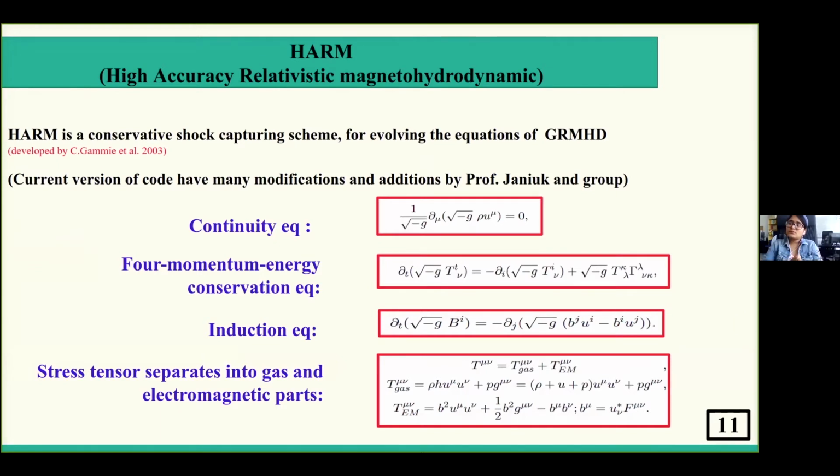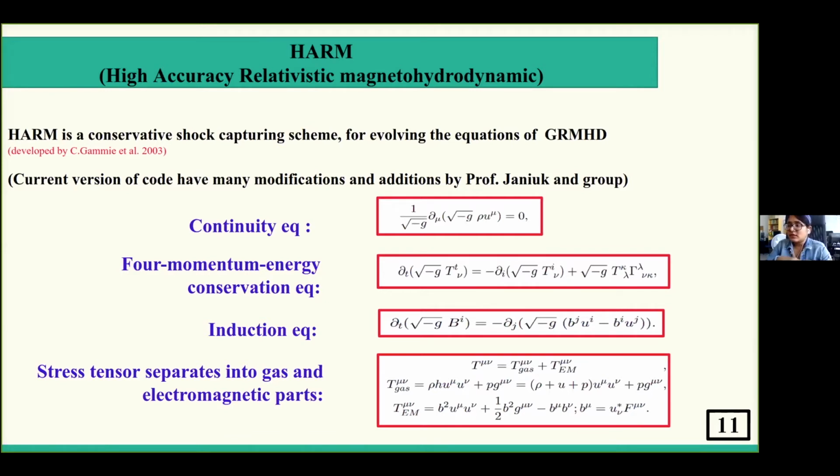Now, moving on to the numerics, we use the code HARM for our numerical simulation, which stands for high accuracy relativistic magnetohydrodynamics. HARM is a conservative code with shock capturing schemes. HARM follows the dynamical evolution of GRMHD equations, and this is achieved by solving the continuity equation, the four momentum energy conservation equation, and induction equation in the GR framework numerically.